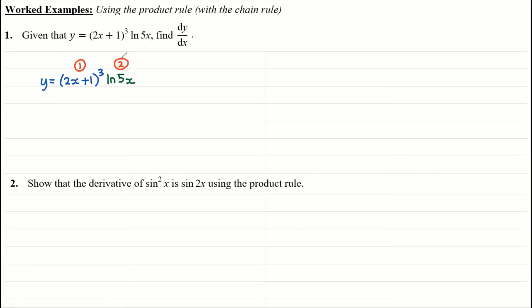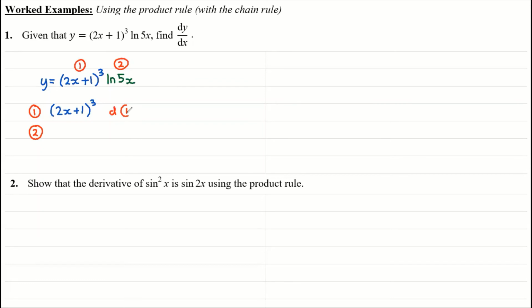These would all also correspond to f and g or u and v. Now, we'll just draw a little matrix here just so we've got the function and its derivative all ready to go so we can use the product rule. Now, if I just write them out, we've got (2x + 1) to the power 3. So once I've done that, I'm going to have to find the derivative of that.